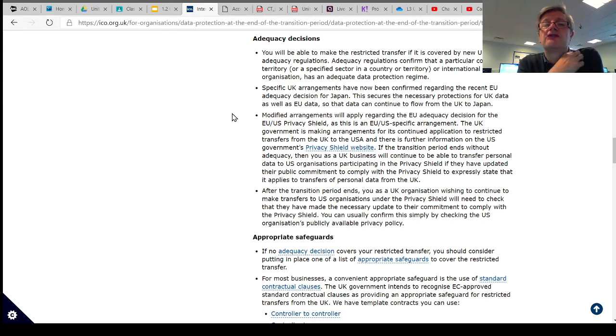You can still make these restricted transfers as long as there are adequacy regulations that confirm that the country has an adequate data protection regime. In other words, if they've got a version of the Data Protection Act that is as good as the one we have, then that shouldn't be a problem because they're considered to be adequate. So the next bullet point tells us Japan are one of these countries that are considered to be a good country with a good GDPR equivalent.